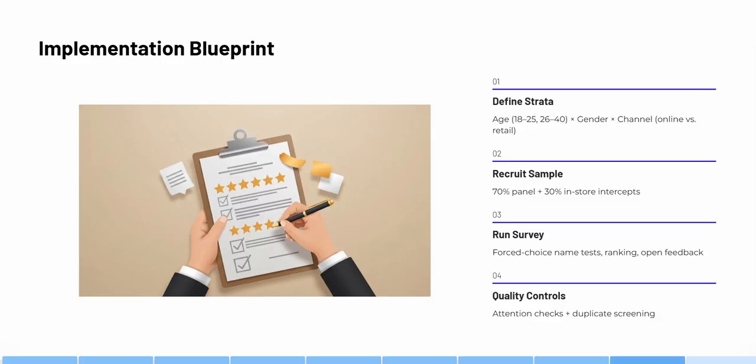The implementation blueprint is as follows. There are defined strata of age, that is 18 to 25 and 26 to 40, based on gender, male and female, and channel, online or physical retail. The recruitment sample would be 70% panel and 30% in-store intercepts. The survey run would be a first choice name test, and then rankings and open feedback, and finally quality control, where attention checks and duplicate screening would be done.